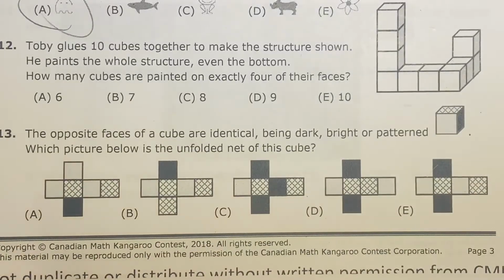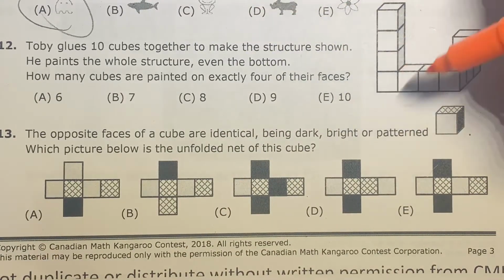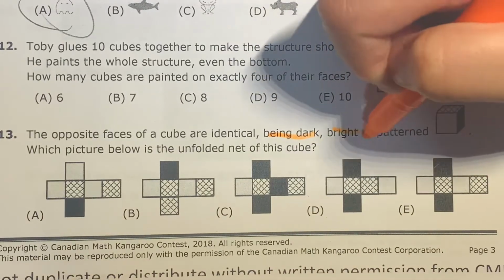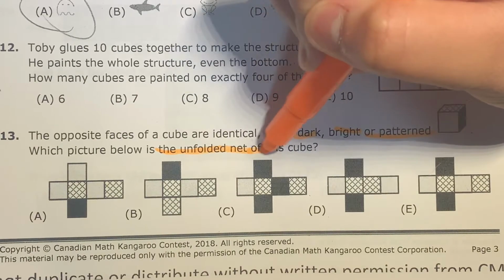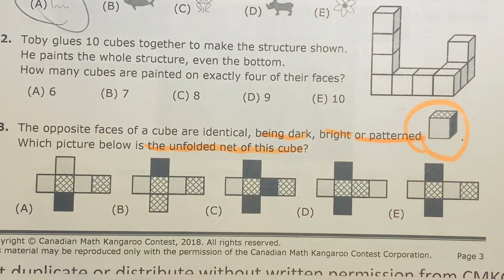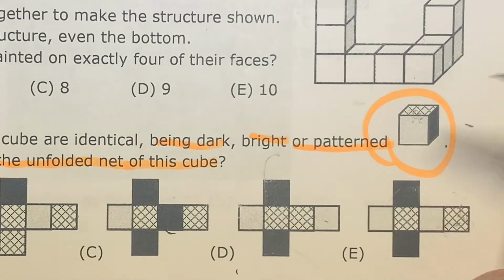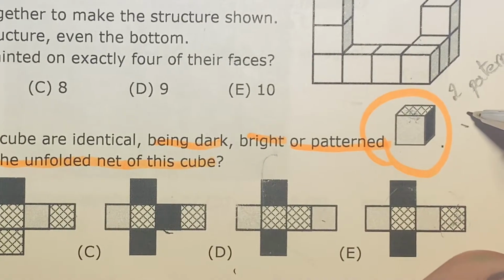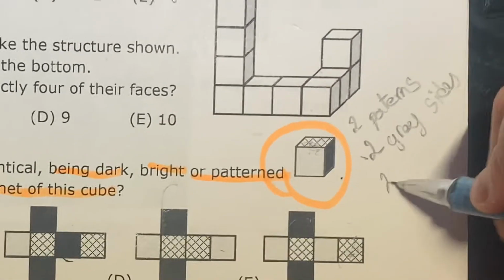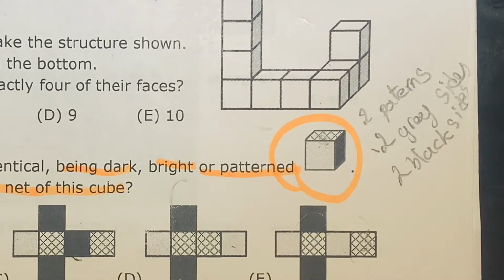Let's move to the number 13. The opposite faces of a cube are identical, being dark, bright, or patterned. Which picture below is the unfolded net of this cube? This is the cube, okay? So, in this structure, I know, everybody must know that they have 2 pattern sides, 2 gray sides, and 2 black sides. Okay? So there you go. So first, let's start with the number A.